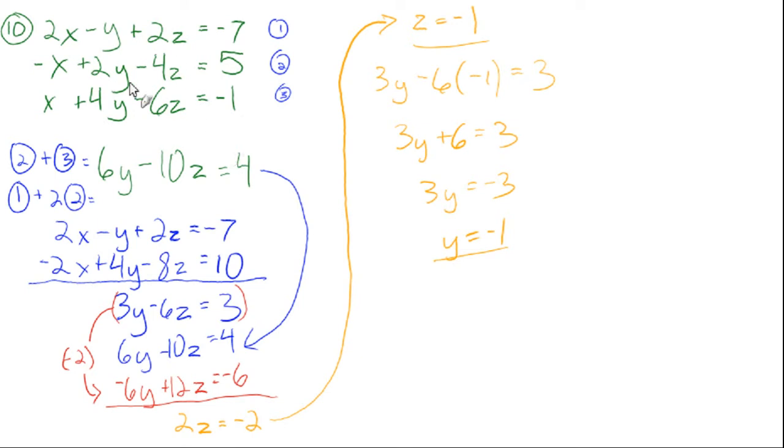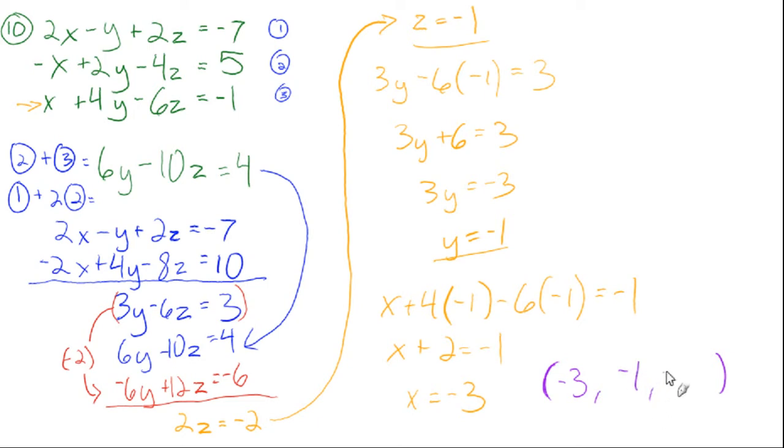We can put it into one of these equations that has x, y, and z in it, and then solve for x. I'm going to use this equation right here. So x plus 4 times y, which is negative 1, minus 6 times z, which is negative 1, equals negative 1. So x minus 4 plus 6 is going to be 2. x plus 2 equals negative 1, and x equals negative 3. So the final answer is all three of these: negative 3 for x, negative 1 for y, and negative 1 for z.